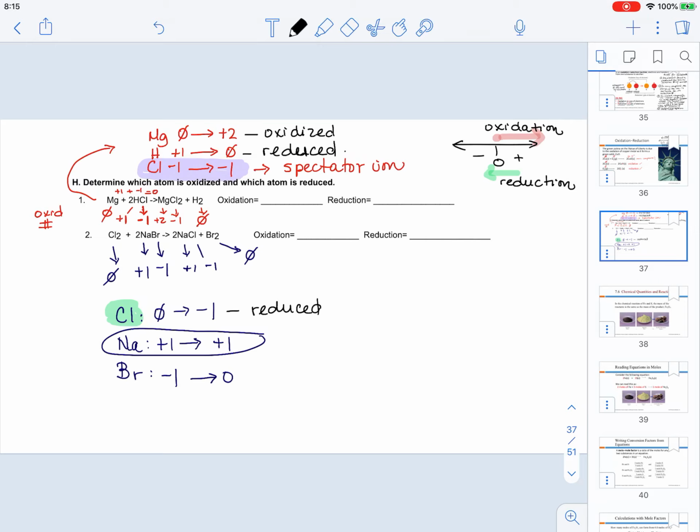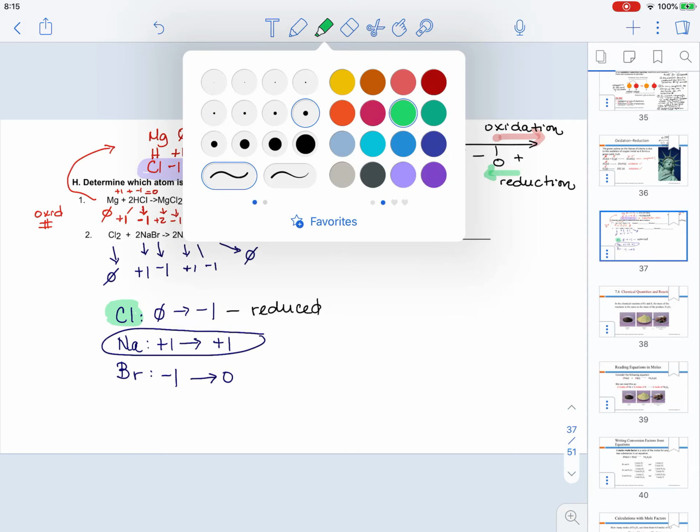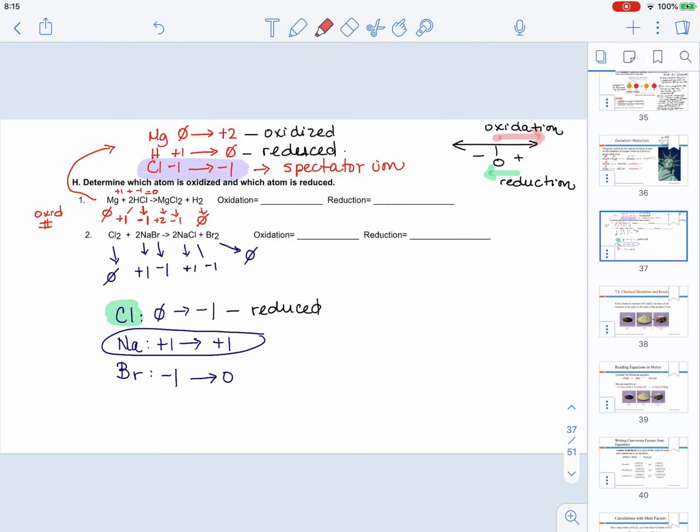Bromine, because it went from -1 towards 0, got oxidized. And this is how you do problems in terms of determining which element got oxidized and which one got reduced.